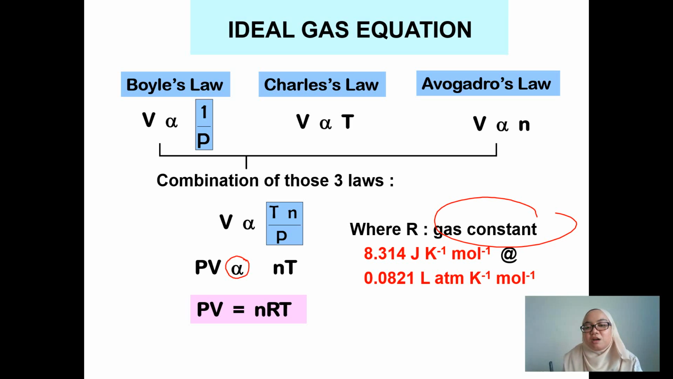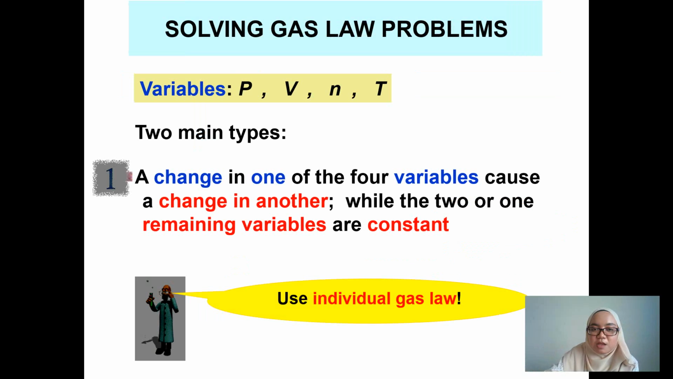Okay, and gas constant, sometimes there are a few values in different units. So depending on what unit the question gives you, you use that one. For example, if the pressure unit is given in atm, find the gas constant that is in atm. Okay, and same goes for this one.